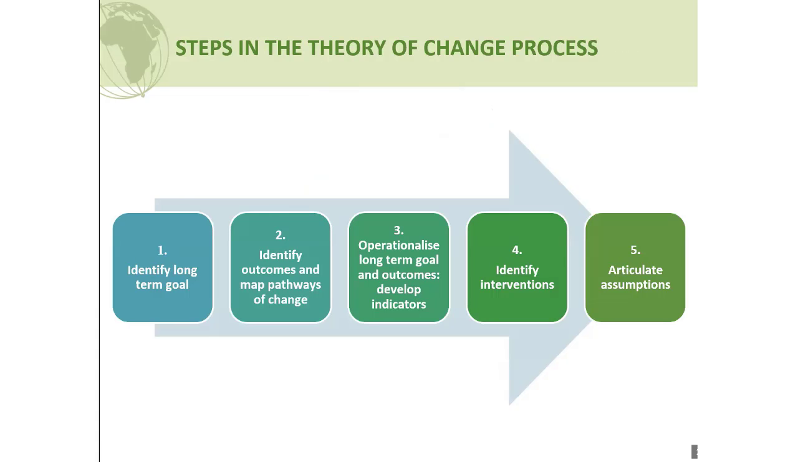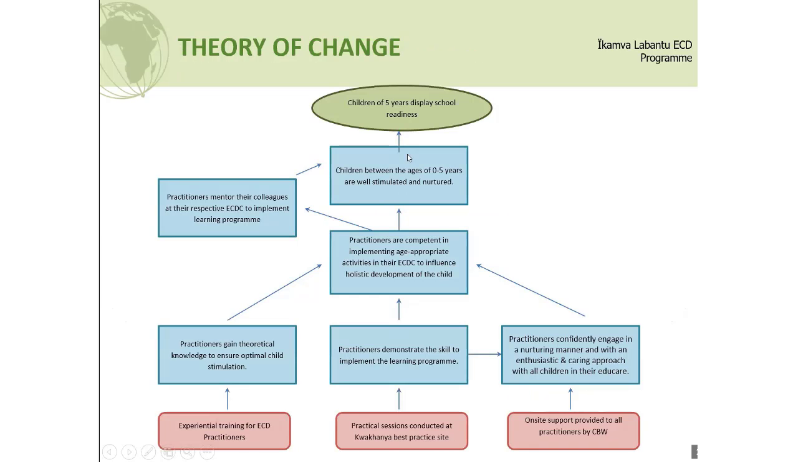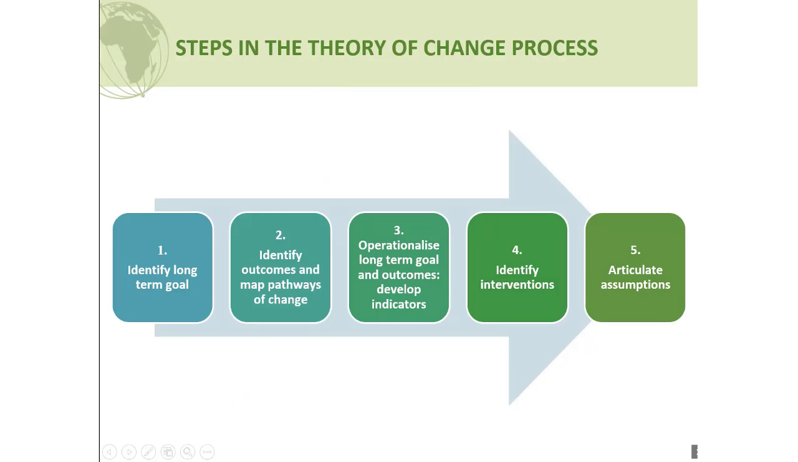There are 5 essential steps in the process for developing a theory of change. You start by defining your long-term goal, and then you identify the outcomes and map pathways of change. So as you can see, if we go back to this diagram, these arrows that feed into this top goal would be the pathways of change that describe the story of change.